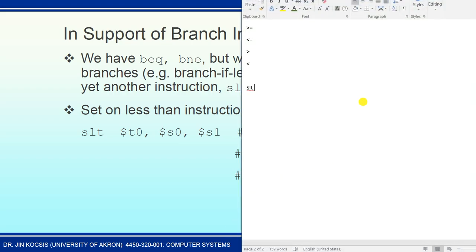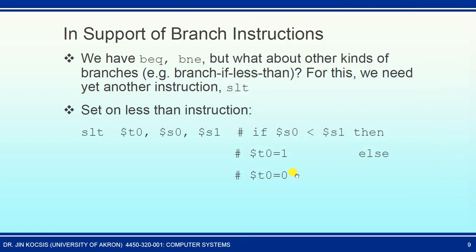Set on less than has the operation notation SLT, right? And then I will compare the two source operands, T1 and T2. If the first source operand is less than the second source operand, I will set the destination operand, let's say T0, to be 1. Otherwise, T0 will be 0. Say one more time. If T1 is less than T2, I will set T0 equal to 1. Otherwise, T0 will be equal to 0. Okay, that is set on less than.